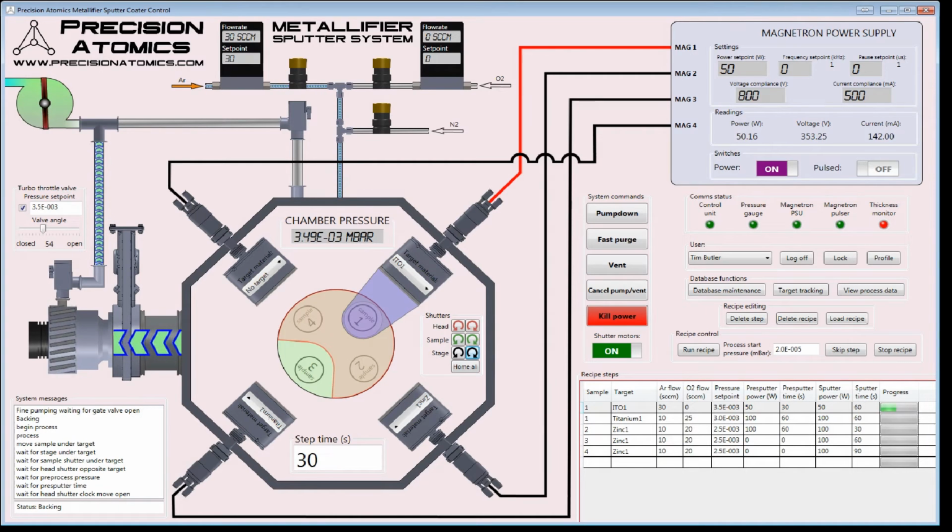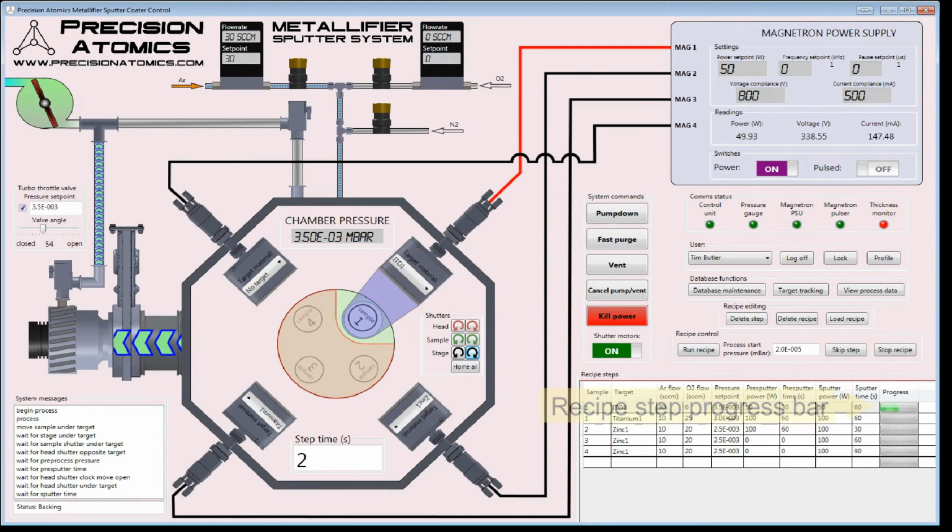When the pre-sputter period is over, the head shutter rotates to expose the sample for the required sputtering time. The bar in the recipe generator indicates the progress through the step. When the sputtering period is over, the head shutter rotates back to cover the target and the system is purged before the next recipe step.